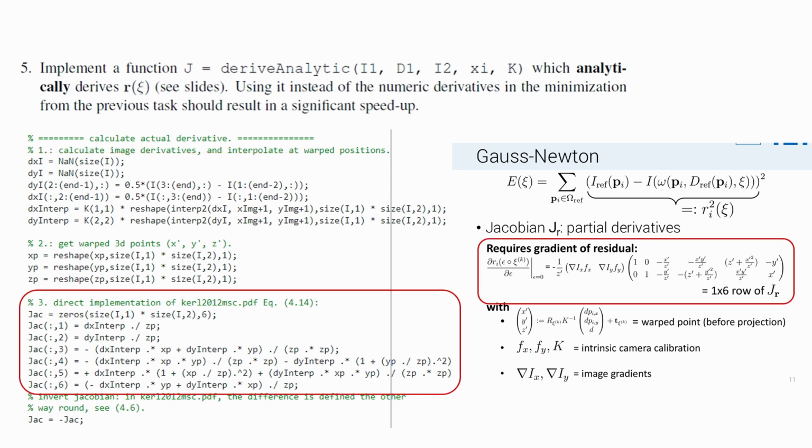Then using the chain rule, we combine the image gradient with the derivative of the projection and the SE(3) motion model. This directly gives us the Jacobian of the photometric residual with respect to the 6 pose parameters.